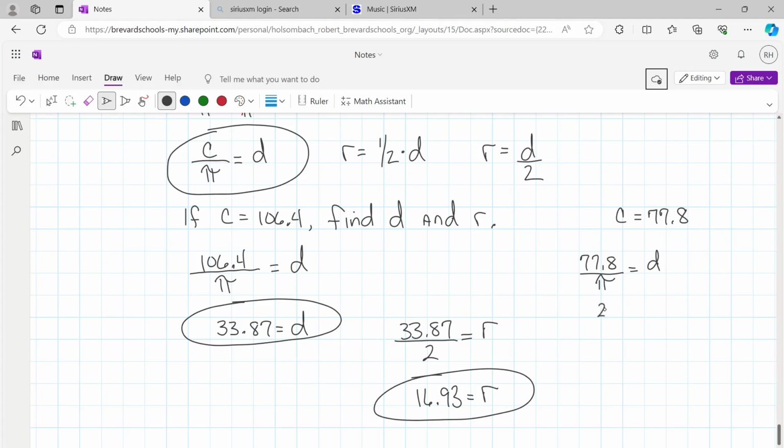24.76. So 24.76 equals the diameter. Then, in order to get the radius, 24.76 divided by 2 equals our radius. So again, this 24.76 is sitting on the screen. So if we push divided by 2 and hit equals, 12.38 is our radius.